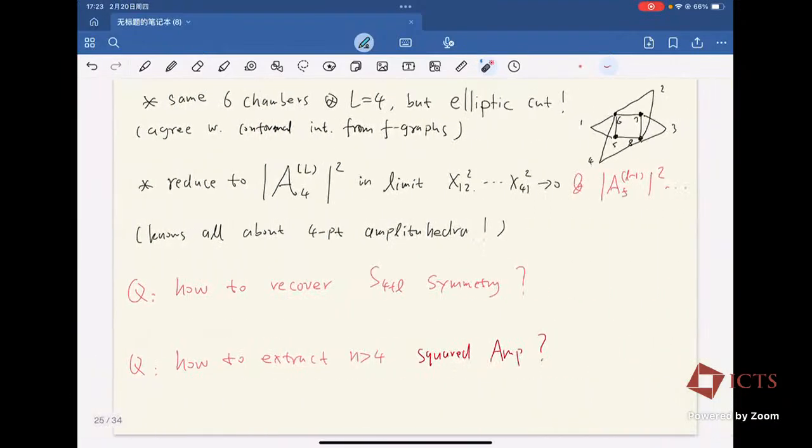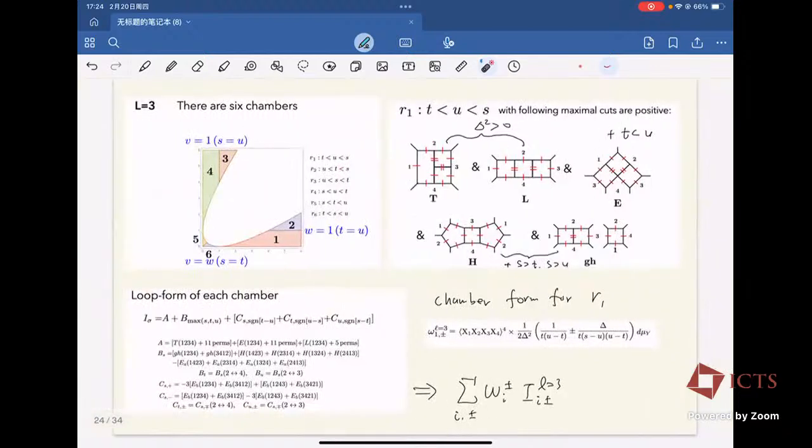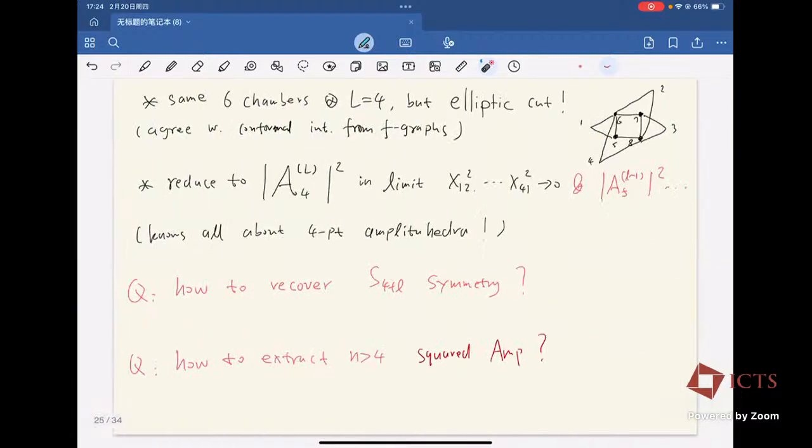At 4 loops, you still see these 6 chambers, but now you also see an elliptic cut. That's a very interesting observation: you do see 6 prefactors multiplied by some loop form, but there's a piece of the loop form that cannot be cut to the end. There's really this elliptic cut that tells you that starting at 4-loop correlator, you expect some elliptic function. But anyway, the Correlators is still at a very early stage.